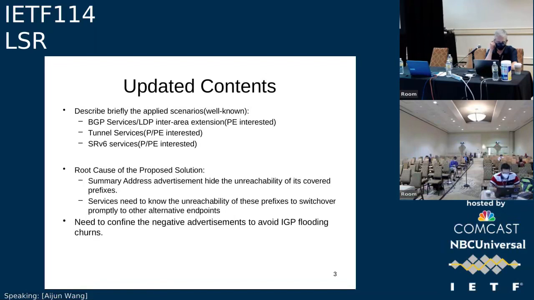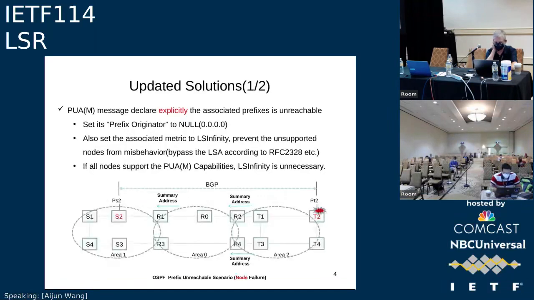And for the solution, we also need to confine the negative advertisement to avoid IGP flooding churn. I think many people may worry about the side effect of such a notification, so any application should consider this carefully. In our updated solution, the message must explicitly declare that the associated prefix is unreachable, with its prefix originator set to null. In order to avoid misbehavior of traditional or unsupported routers, we set the associated metric to LSInfinity. So this can prevent the unsupported node from misbehaving.